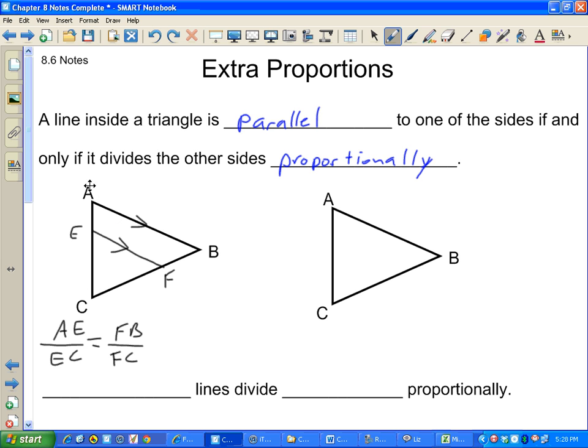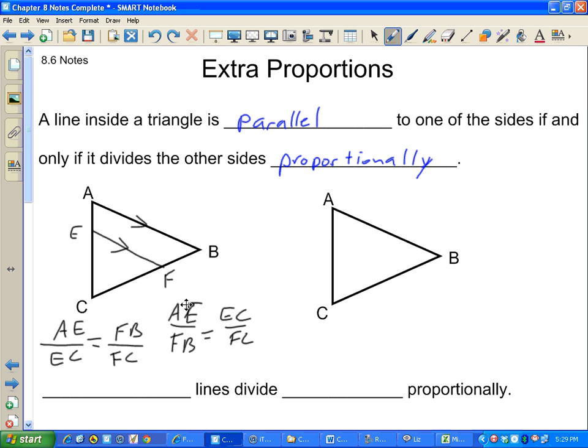Another ratio I could say would be AE over FB is the same as EC over FC. Okay, because AE and EC correspond. They're related because they're on the same line together. AE and FB are related because they're across from each other, right? And same thing can go for FC. FC is related to FB because they're across from each other, and it's related to EC because they're on the same line together.